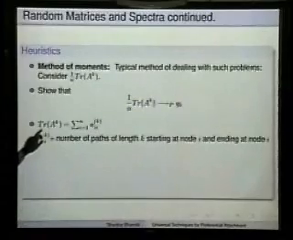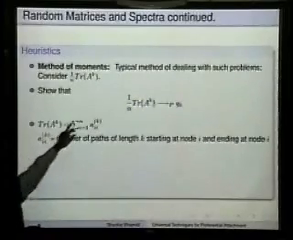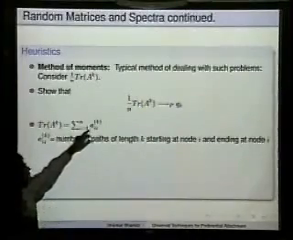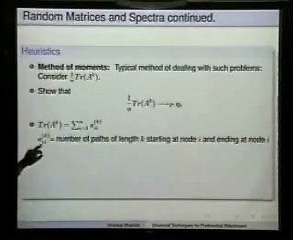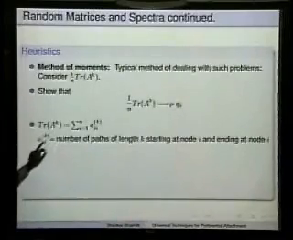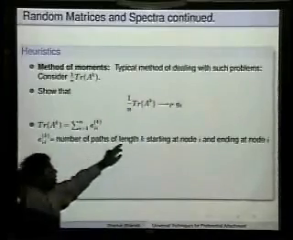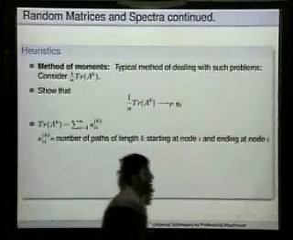So in this context, what is the trace of A^k? The trace is just notation for the sum of the diagonal elements. So what is the diagonal element? In A^k, the ith diagonal element, (A^k)_ii, is the number of paths of length k starting at node i and ending at node i.